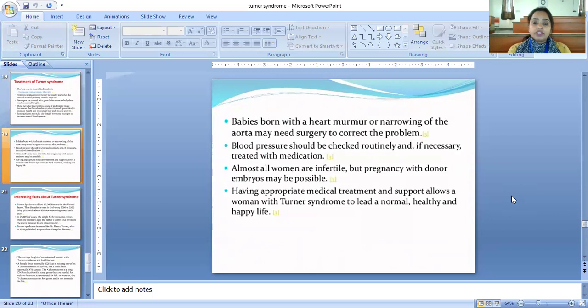A baby born with a heart murmur or narrowing of the aorta may need surgery to correct the problem. Blood pressure should be checked routinely and, if necessary, treated with medications. Almost all women are infertile, but pregnancy with a donor embryo may be possible. Appropriate medical treatment and support allow a woman with Turner syndrome to lead a normal, healthy and happy life.